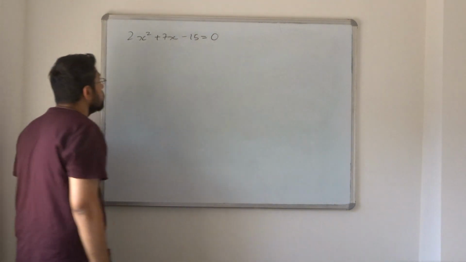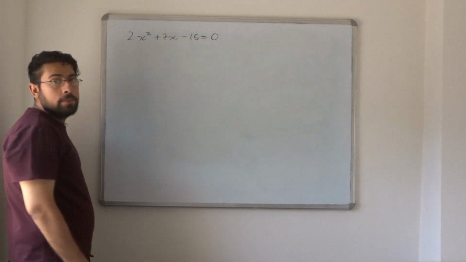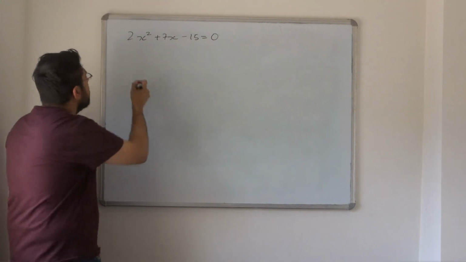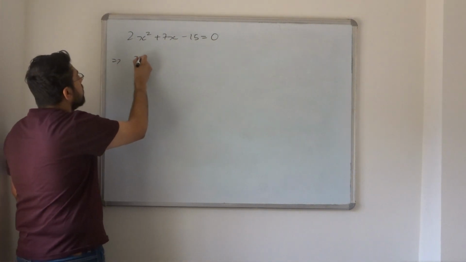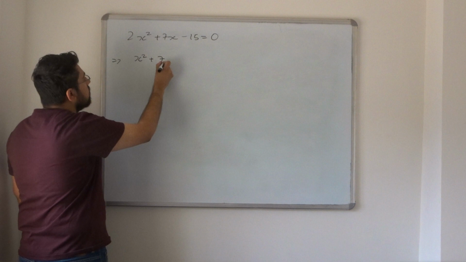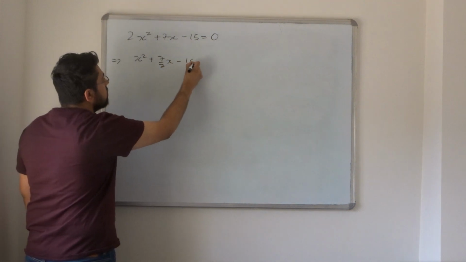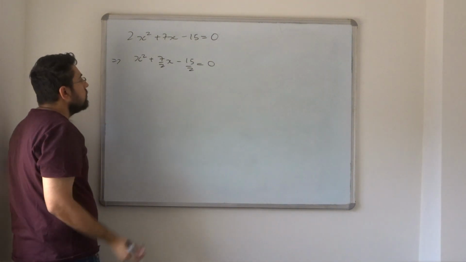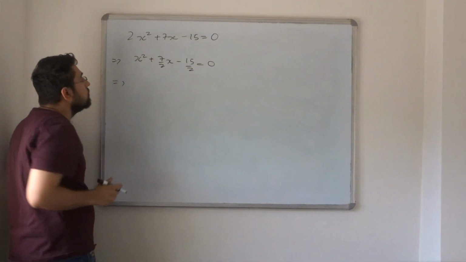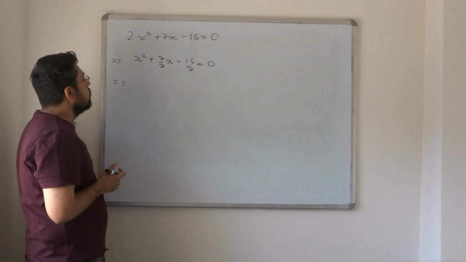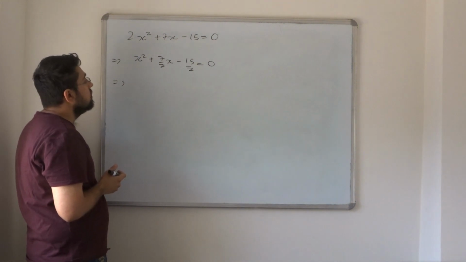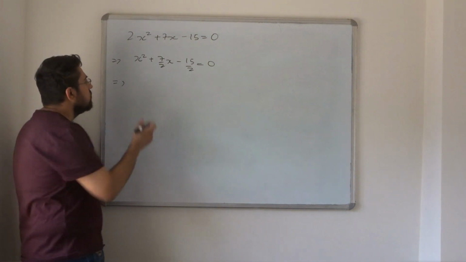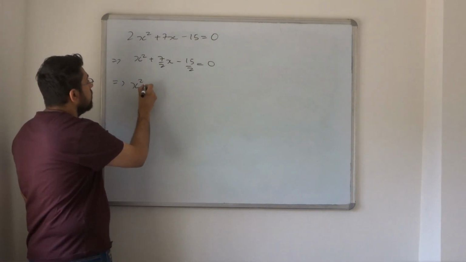Okay, so let's do this one now. Okay, so how do you do this one? Again, the first step, divide everything by 2. X squared plus 7 by 2x minus 15 by 2 equals 0. Okay, what is the next step now? Okay, you have to divide 7 upon 2 by 2, or you multiply it by a half. Okay, whichever method makes you happy.